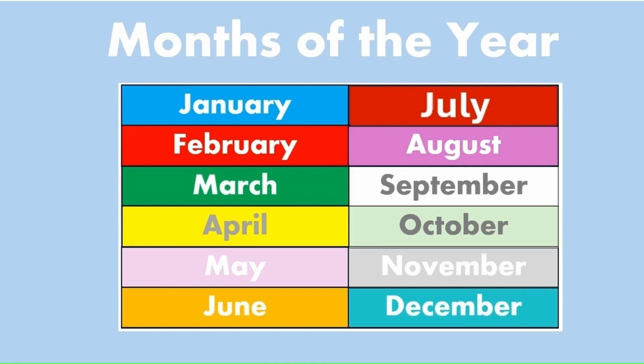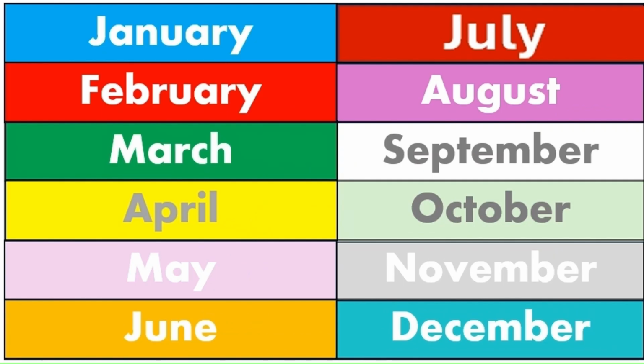Tuesday. Let us learn a song about the 12 months of the year. January, February, March and April, May, June, July and August, September, October, November, December. 12 months of the year.